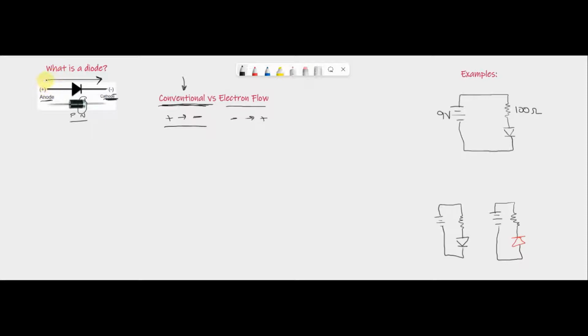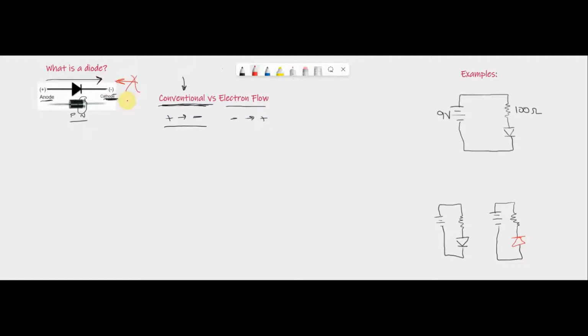So back to what is a diode. Our current then flows from positive to negative. What happens is, in a diode, when it is in series in a circuit, it does not allow current to travel that way. It blocks it. I like to see this little thing as a dam here, and it blocks the current. Again, we're talking about conventional thinking.